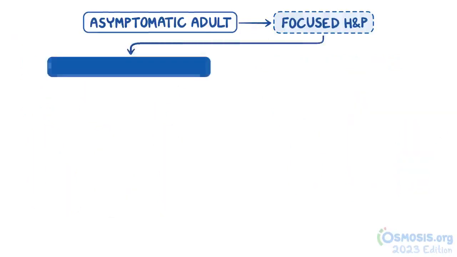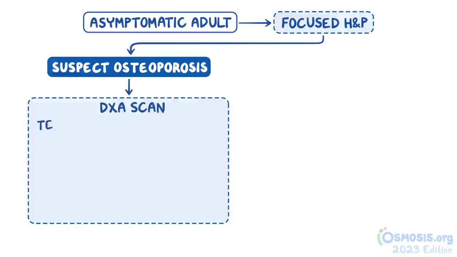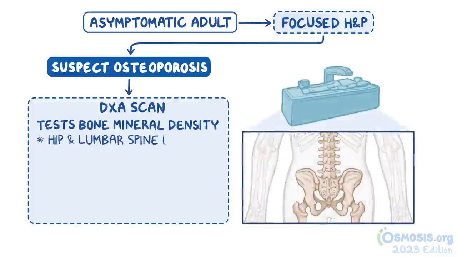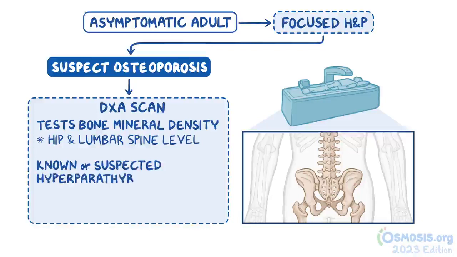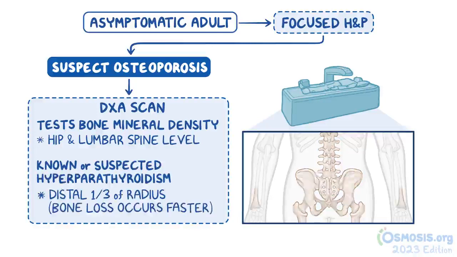Okay, now, if you suspect osteoporosis based on the patient's risk factors and physical exam, the next step is ordering a DEXA scan, which tests the patient's bone mineral density. A DEXA scan is typically performed at the hip and lumbar spine level. In patients with either known or suspected hyperparathyroidism, a DEXA scan of the distal third of the radius can be considered, as in these patients, bone loss tends to occur faster in the radius.